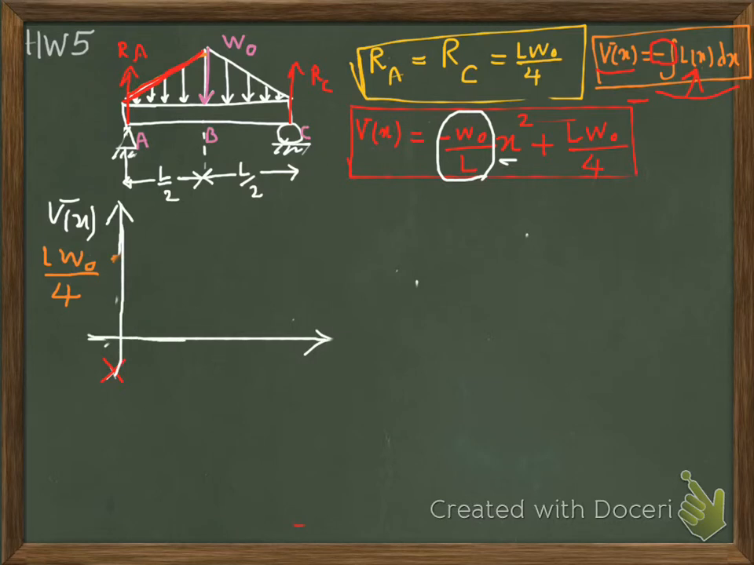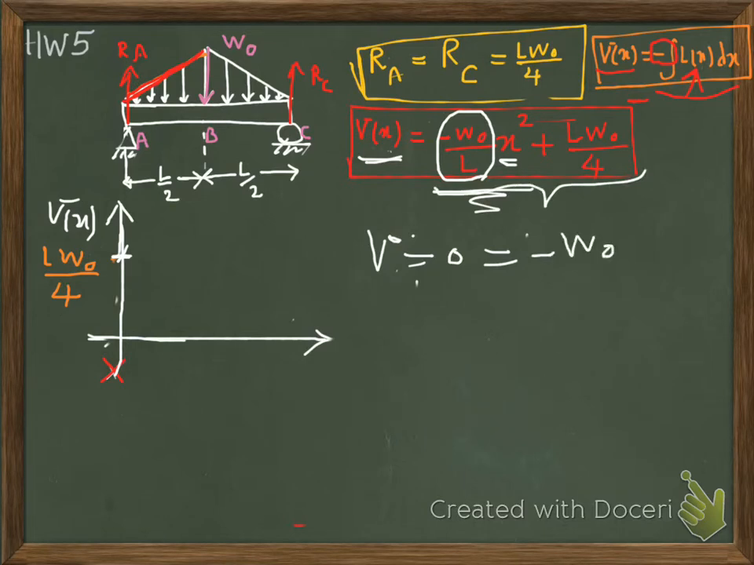Okay. Anyway, in order for me to plot this curve, I essentially need 2 points. One of them is already known at x equal to 0 here. My V was that. So I start from there. The other point I would like to find: I ask myself, at what x does my V become 0? Well, I'm going to put that equal to 0 and find x out of it, which is minus W naught over L x squared plus L W naught over 4 should be 0.